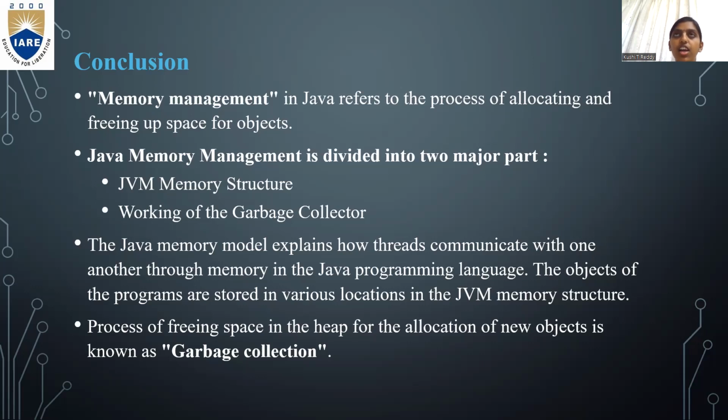So here we have come to a conclusion that in Java, memory management is nothing but freeing memory for creating new objects, and it is divided into two main parts, that is the JVM memory structure and the working of the garbage collector. In this whole presentation, we have learned about these two topics in a clear way, and hope you all understood this.